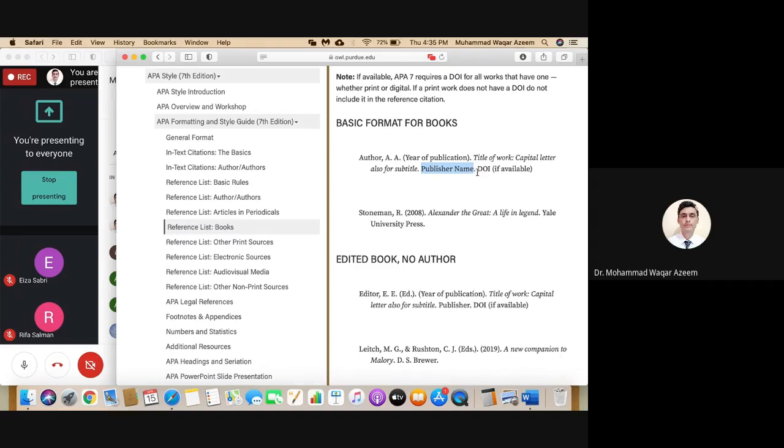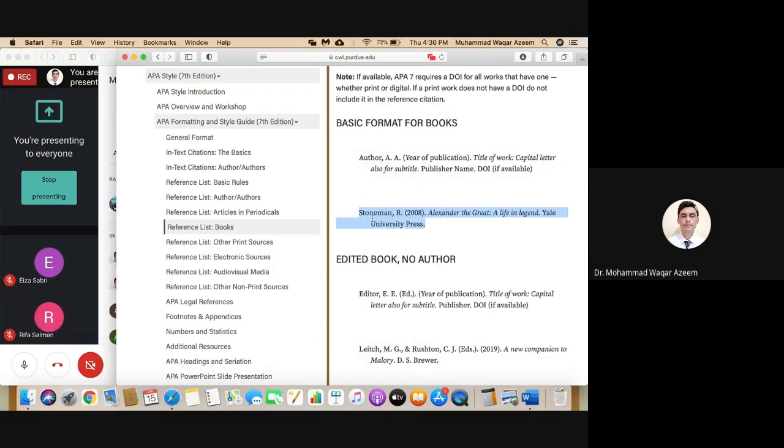We did not have that previously in the case of a journal, but we need it in the case of a book. So publisher name and a period, and then DOI, which is the URL, the stable ID, online ID number. If you have that, you can put that over here if available. So this is the universal example, but this is a real life example.